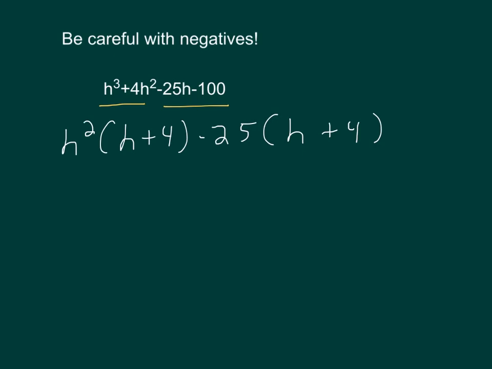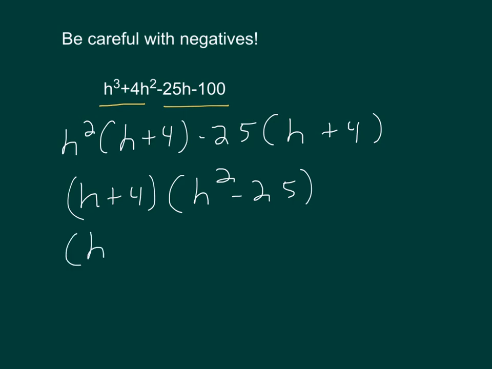At this point I have a common binomial factor of h plus 4. And so then that's going to leave me with h squared minus 25. Now at this point I might think that I'm done, but I actually have to realize that this second factor is a difference of squares. It's h squared minus 25, which is 5 squared. So I can use my special product and factor that further, keep my h plus 4, and make this h plus 5, h minus 5.